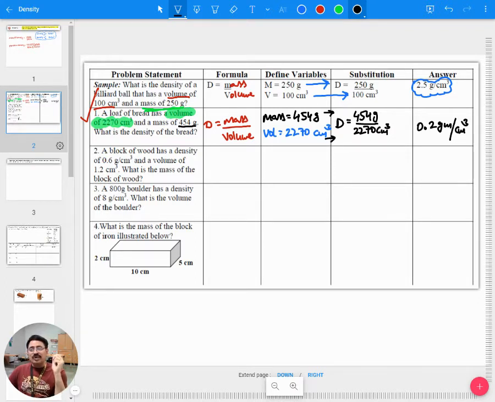Okay, so let's quickly go to the next question. Let me write the formula once again. Density equals mass per volume. Mass per volume. Let me read the second question now. A block of wood has a density of 0.6 grams per centimeter cube and a volume of 1.2. What is the mass of the block of wood? Here the question is, what is the mass? They are not asking to find the density.